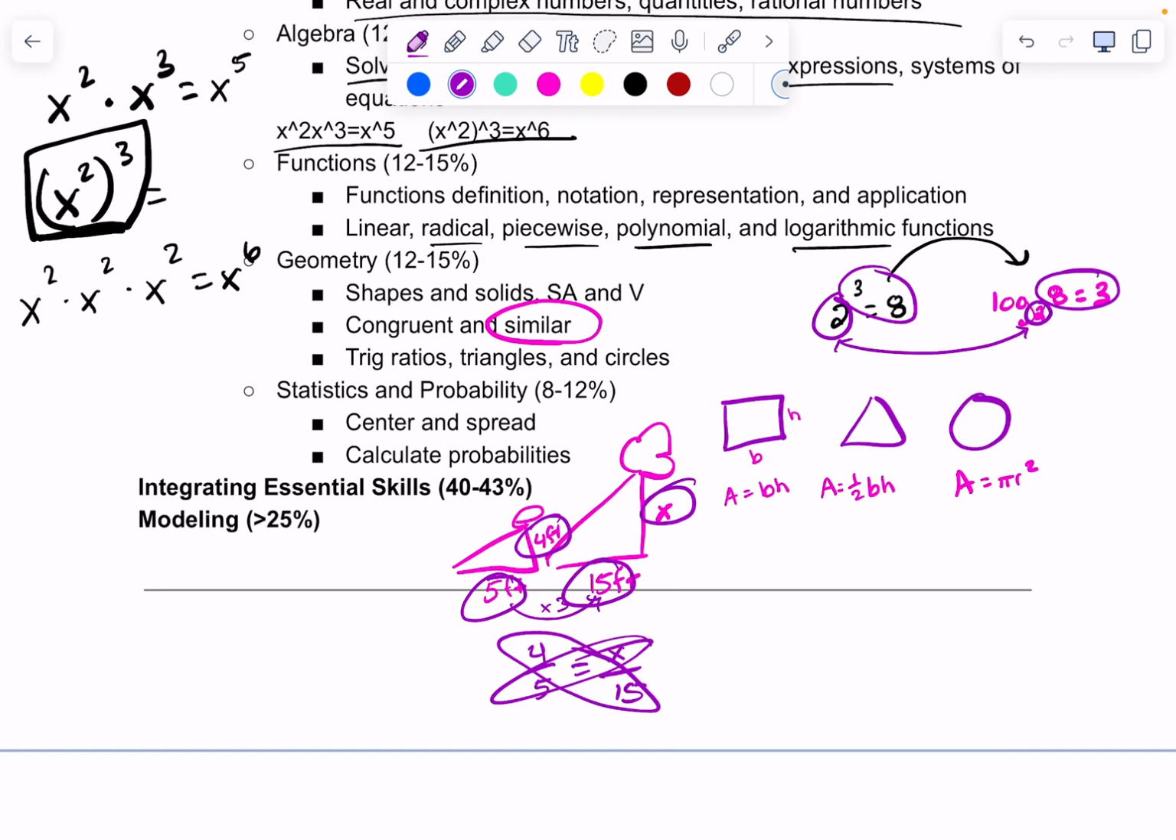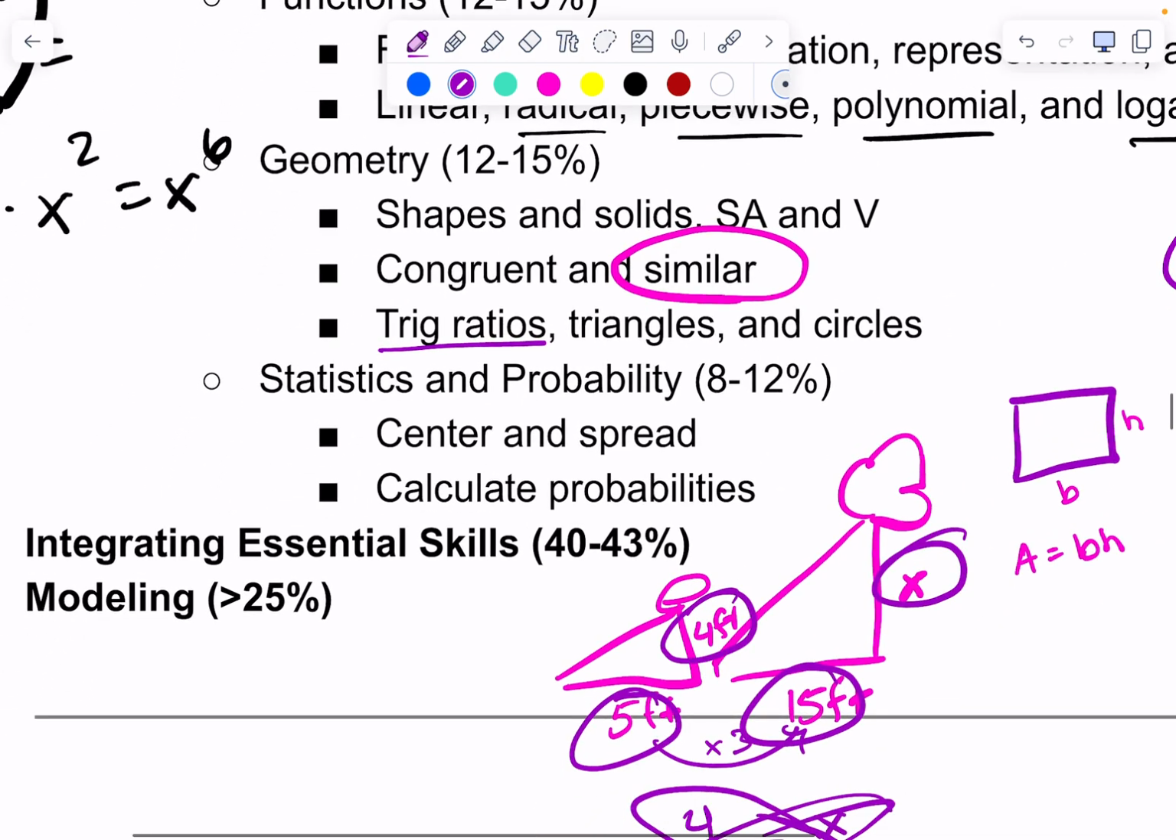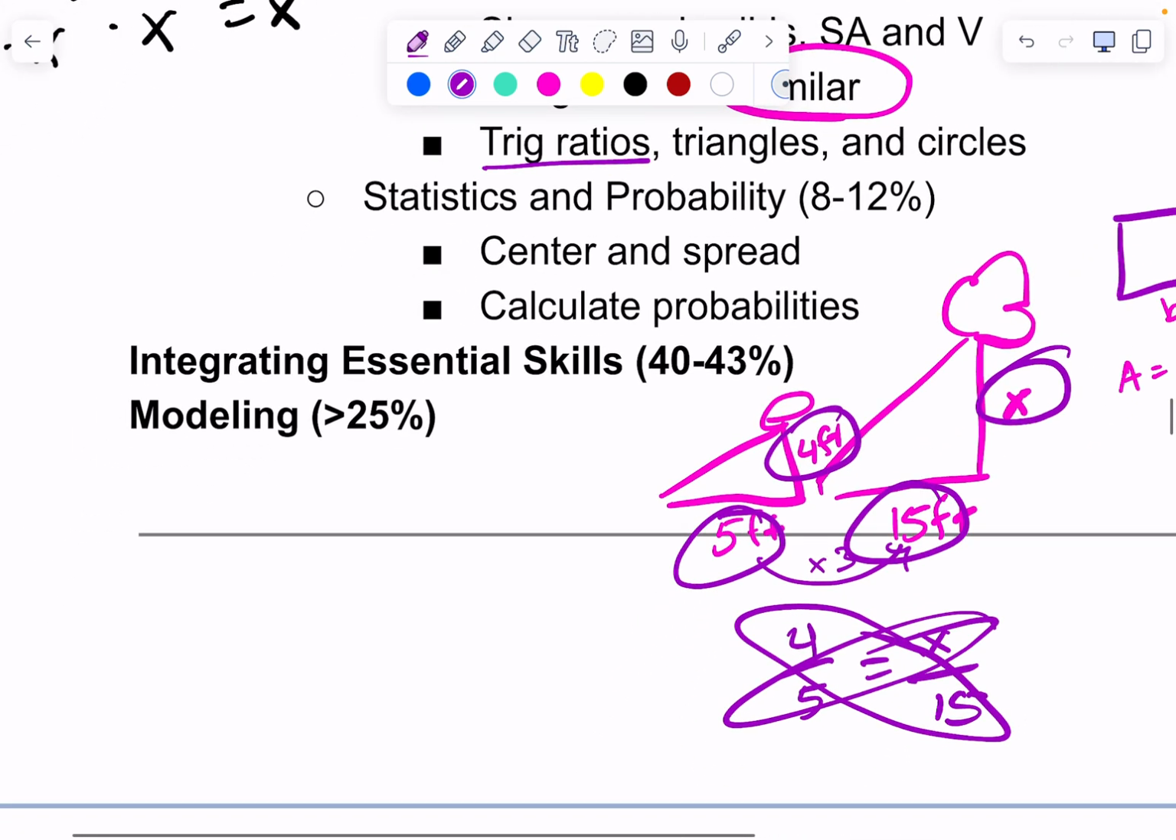Geometry. Congruent, similar, trig ratios, triangles, and circles. So your SOHCAHTOA stuff is going to be in there. All right. Statistics and probability, center and spread. This would be like mean, median, mode, range, that stuff. And calculating probabilities.